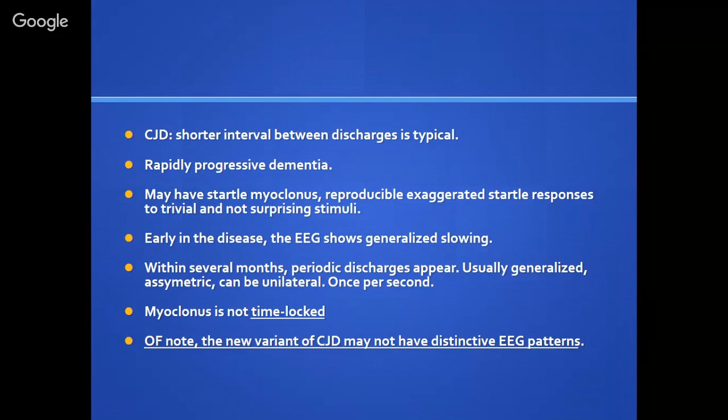So anyway, early in the disease, it could show generalized slowing. With several months, periodic discharges start to appear, then generalized asymmetric discharges, and they can be unilateral. Myoclonus is not time locked. What does that mean? It doesn't happen in rhythmic sequence with what? The EEG. So you mean the discharge and then myoclonus? Yeah, that's what you said.